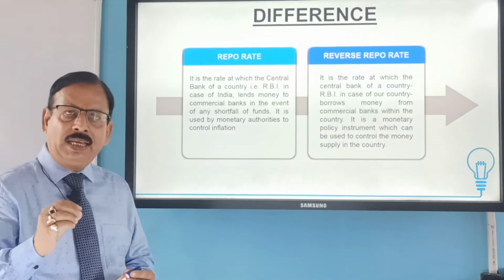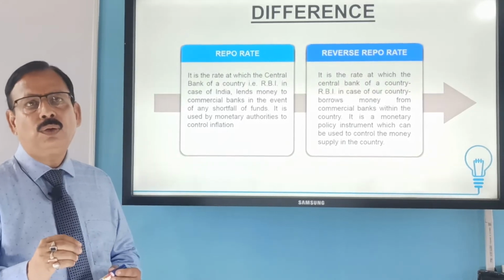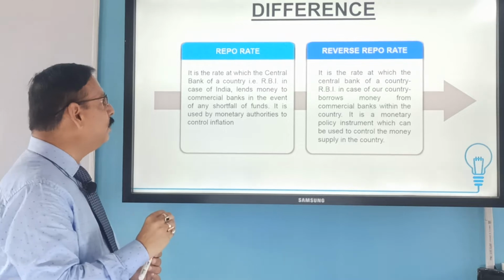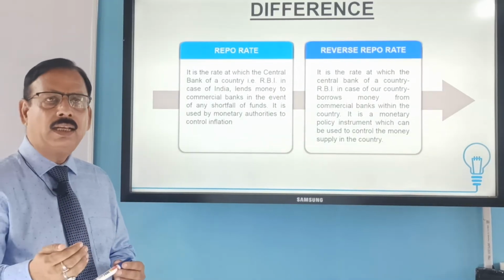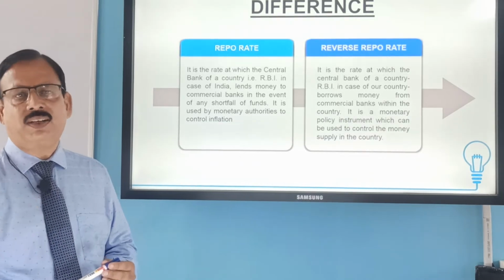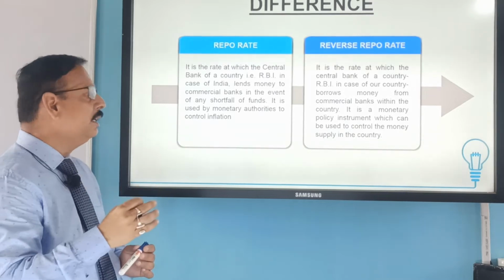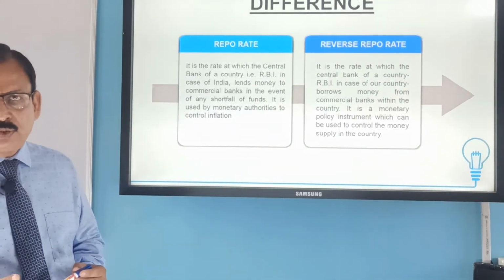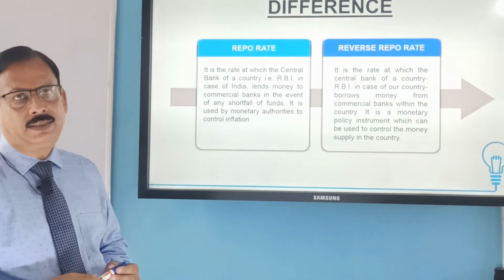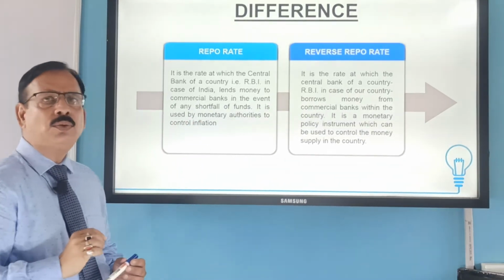Means RBI will give money to commercial bank, will lend money to commercial bank. Why? Because if they are running off short of funds, it is used as monetary policy to control the money supply in the market. Means RBI is lending money to commercial bank.